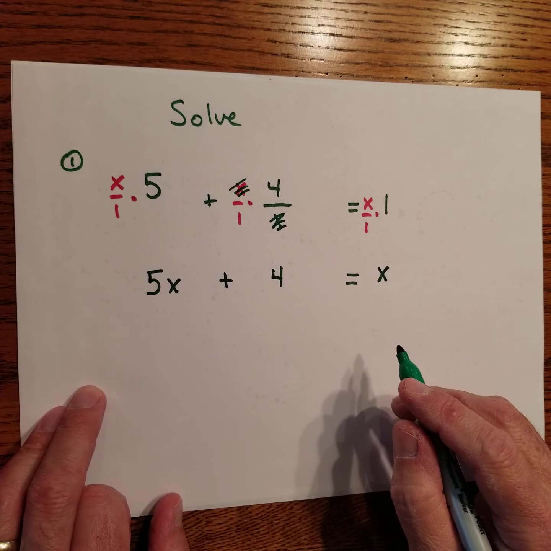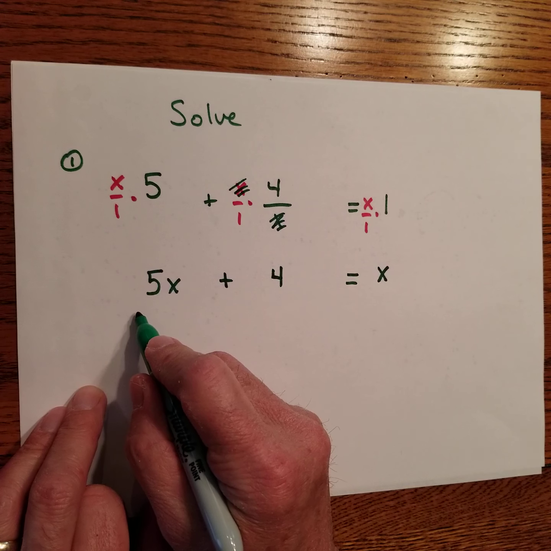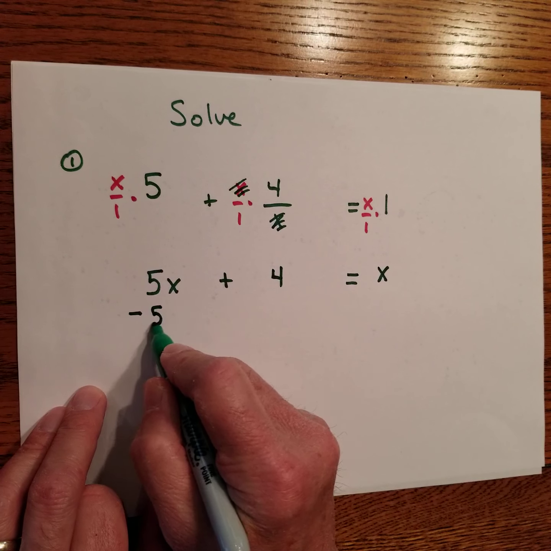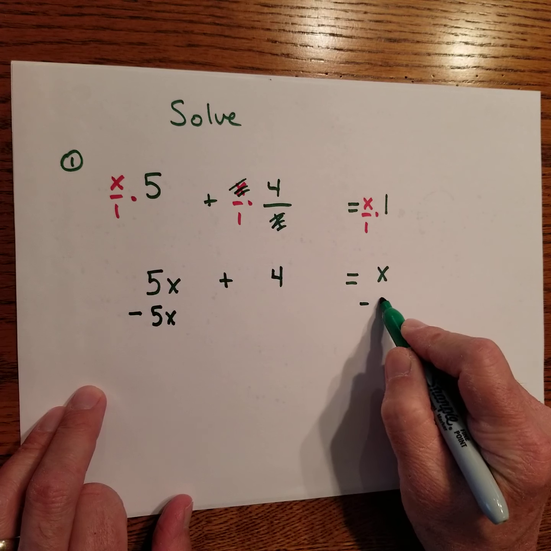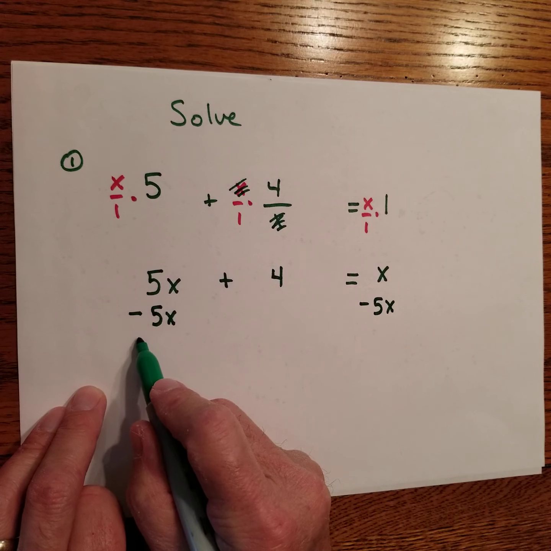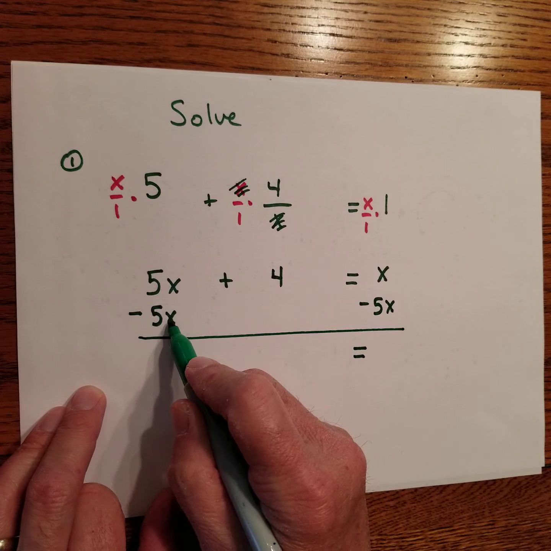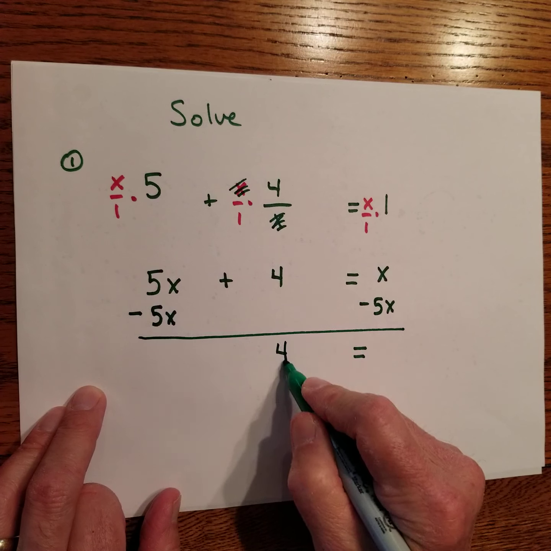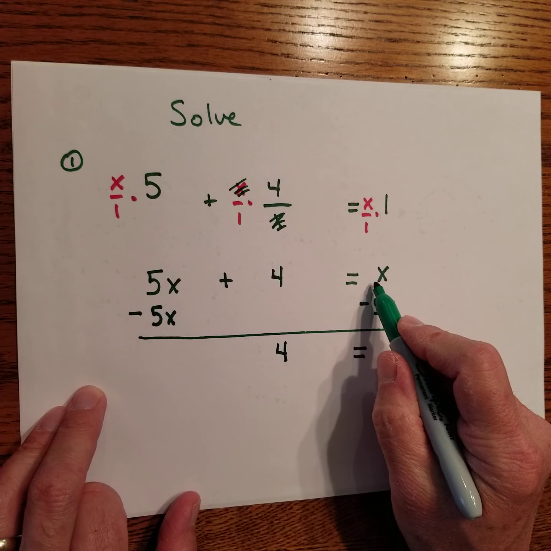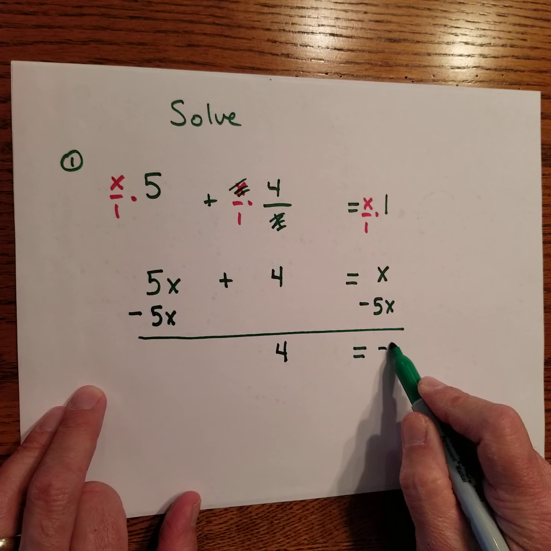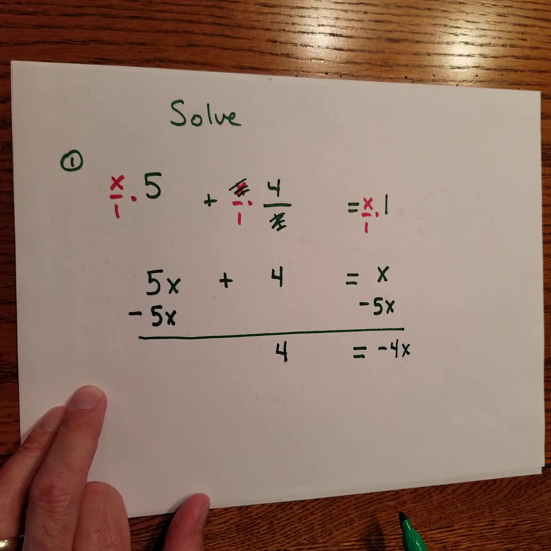Let's get all the x's on the same side of the equal sign. I'll get rid of a positive 5x with a minus 5x. Do that to both sides. 5x minus 5x is 0. Copy the 4. 1x minus 5x is negative 4x.